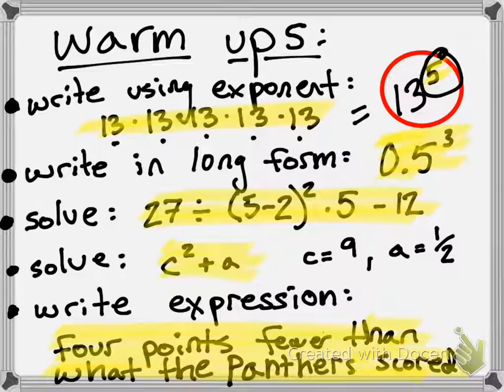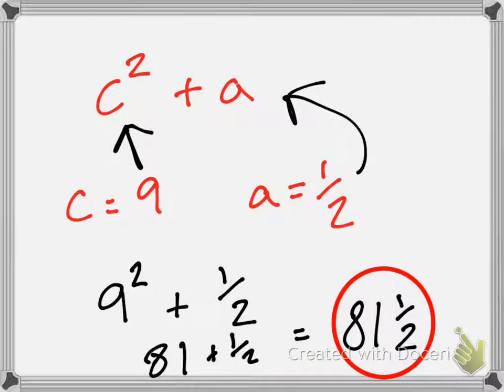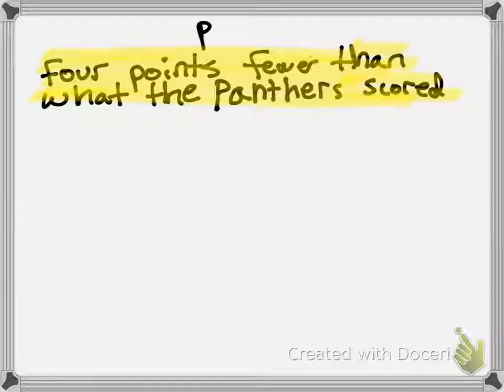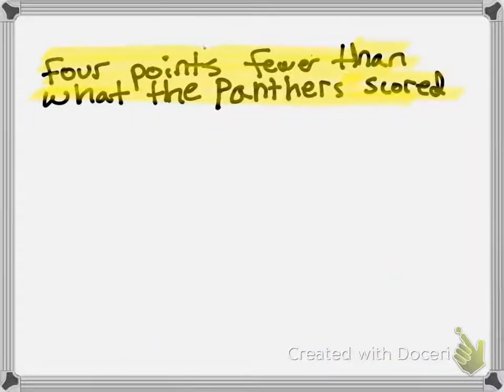So here we have 4 points fewer than what the Panthers scored. So many of you had problems with this. So we're going to look at this problem again together. What is one of our key terms? What is one of our key terms here, Fernando?